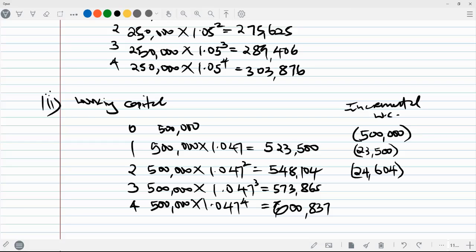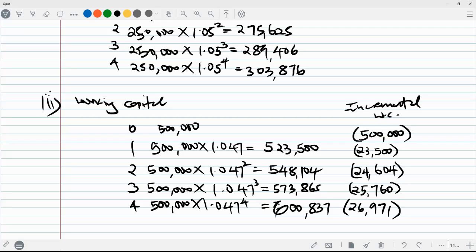Year 3, we top up how much? 25,760. Then year 4, you top up how much? 26,971. Okay. Don't forget in year 4 there's no recovery because it's a continuation.